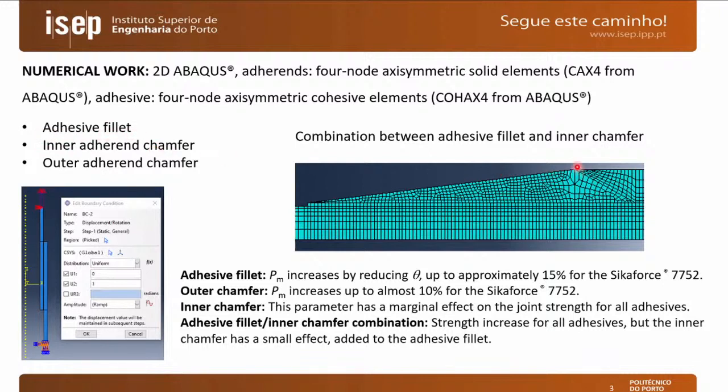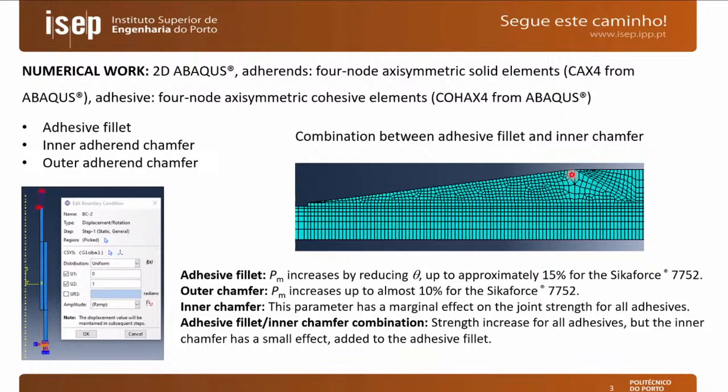So for example, this figure that we have here, this is a combination geometry. We combine an adhesive fillet with an inner chamfer. We can see here the edge of the outer adherend. This is an adhesive fillet with an angle of 7.5 degrees. So this is adhesive, this part. This is one of the modifications that we tested.